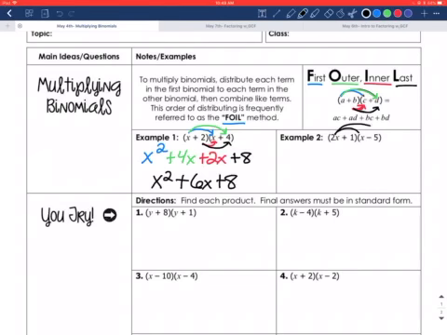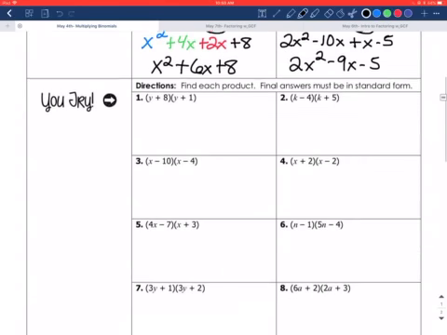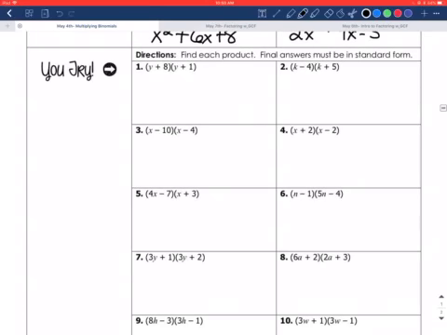So I'm going to distribute this 2x to both of them, and that will be 2x squared minus 10x. And then I'm going to distribute this positive 1 to both of them, and that will be plus x minus 5. We'll combine those like terms in the middle, and that's it. So this should be a pretty easy day for you guys. Just multiplying binomials, you are just distributing twice.